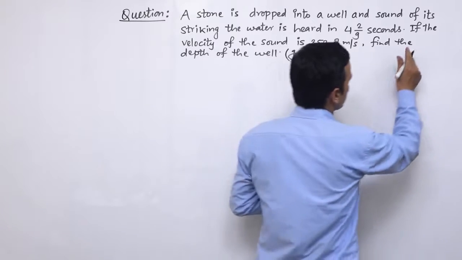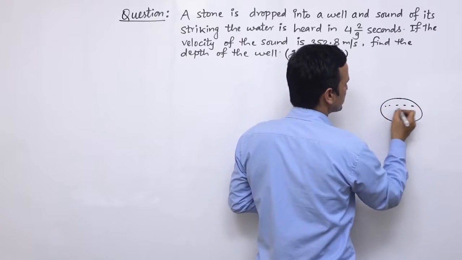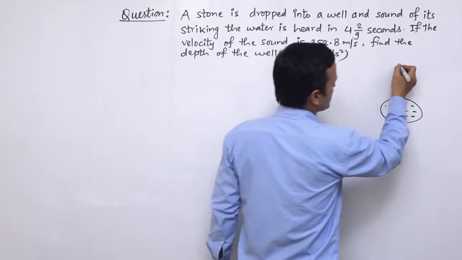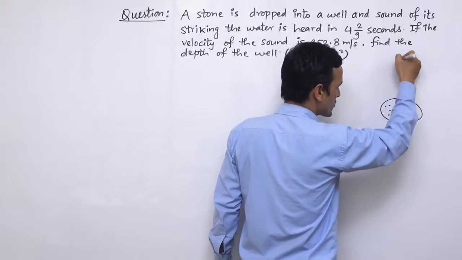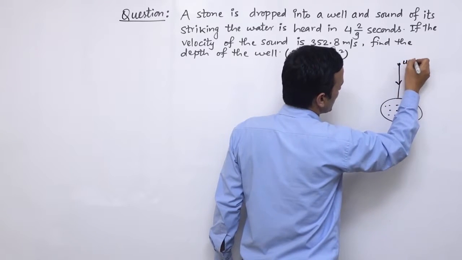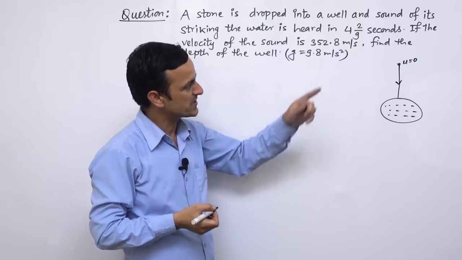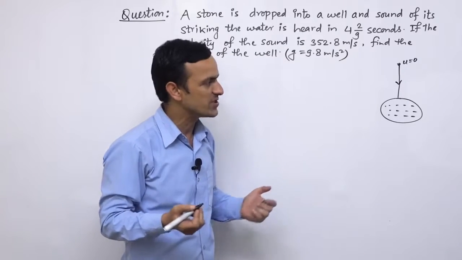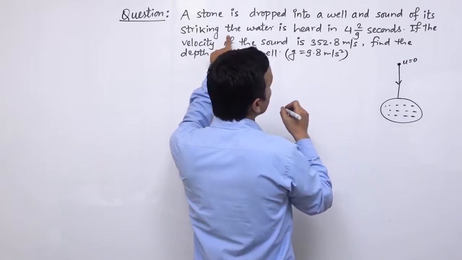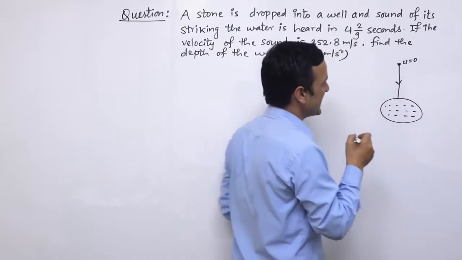So let's write, there is one pond. So this is the pond, and a stone is dropped from this position. So from this position, the stone is dropped over here. So u is equal to zero. When it is dropped from a certain position, its initial velocity will be zero, as you know. And the sound of its striking the water is heard in 4 2/9 seconds.